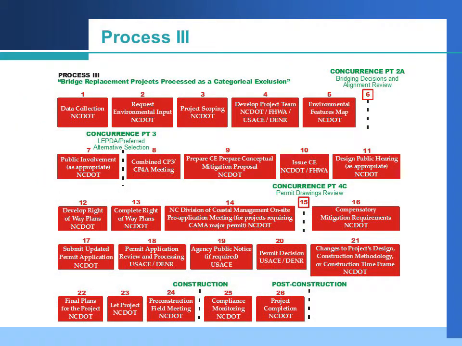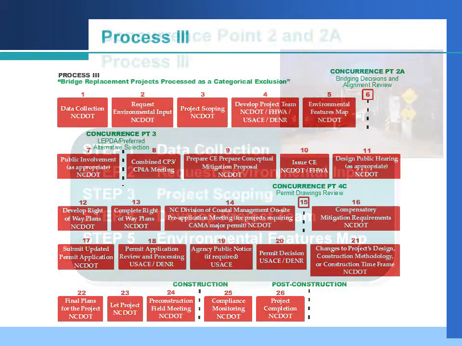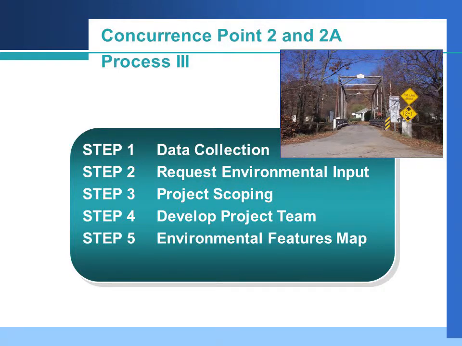This slide depicts a snapshot of the specific steps associated with Process 3. Process 3 represents an abbreviated merger process compared to Processes 1 and 2, with fewer steps and concurrence points. A bridge replacement project is initiated with an obvious need, which is the replacement of a deficient structure, with the major decisions being where and how to replace the structure.